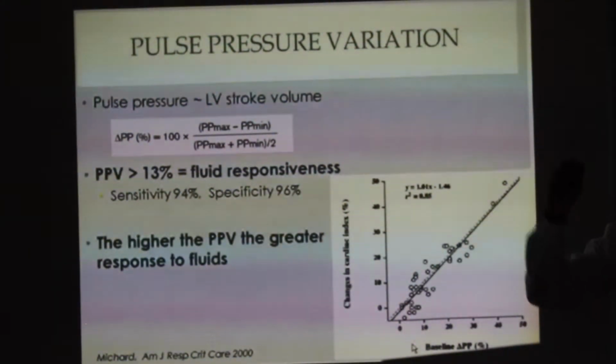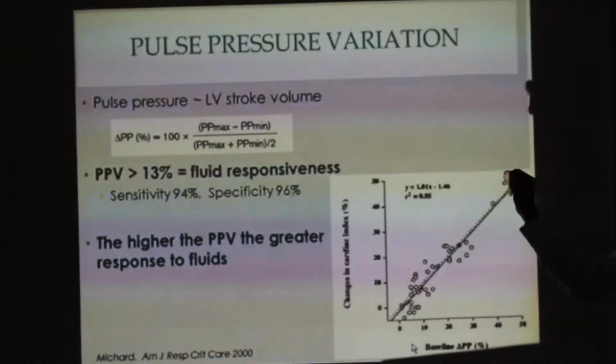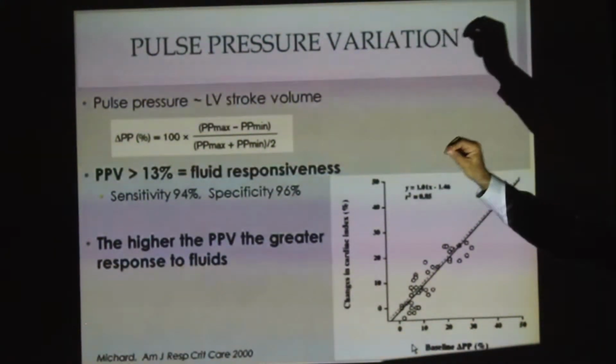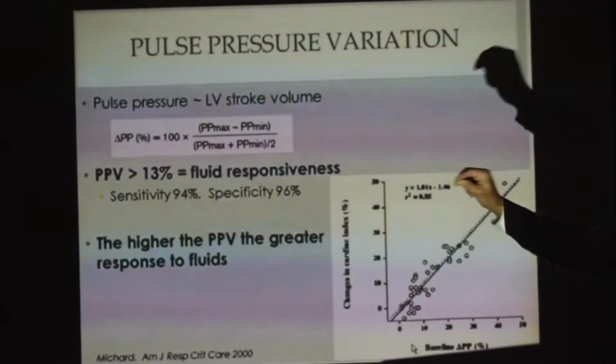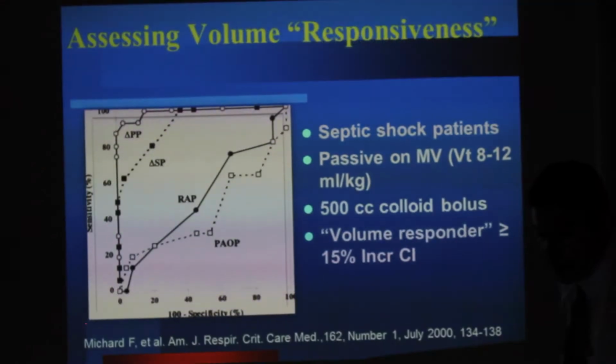Where is the patient, A or B on the Starling curve? A. Pulse pressure variation below 13%, B. Pulse pressure variation on A more than 13%, we give fluid. Pulse pressure variation less than 13%, B, we don't give fluid. Okay, so this is something important, dynamic.